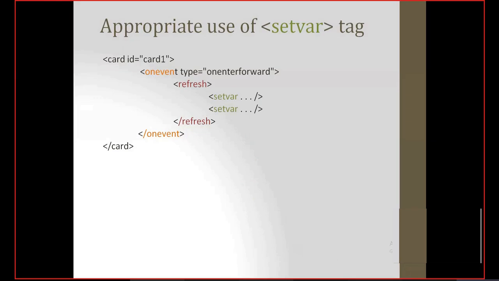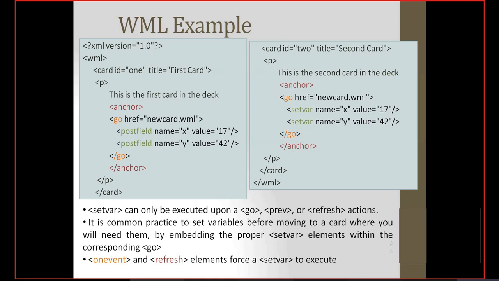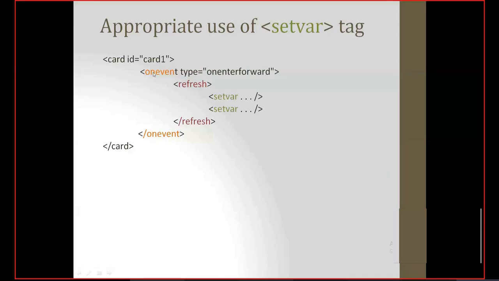So for example, this is the page newcard.wml that we were trying to access, right? This is the page. And once we have landed on that page, we are defining on event tag, and the type field is set to on enter forward. That means whenever we reach this WML page in a forward direction, only then we will be setting these variables inside the refresh tag. Understood?